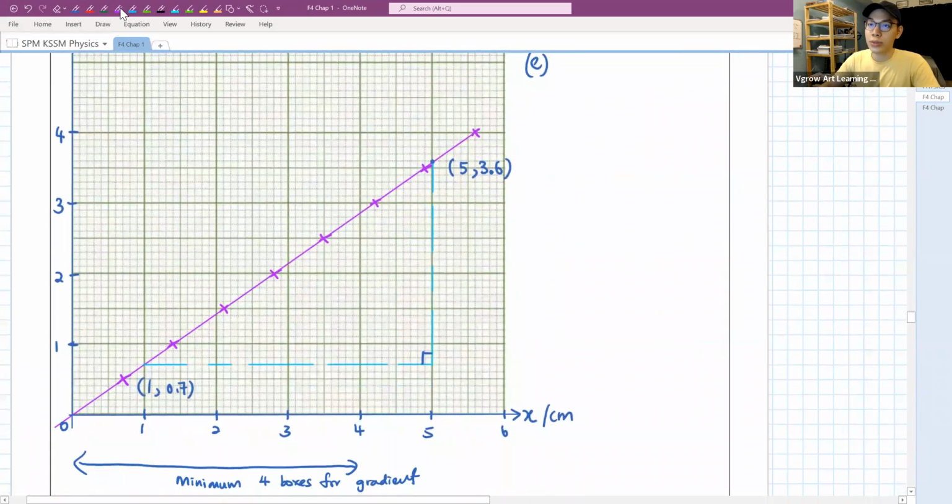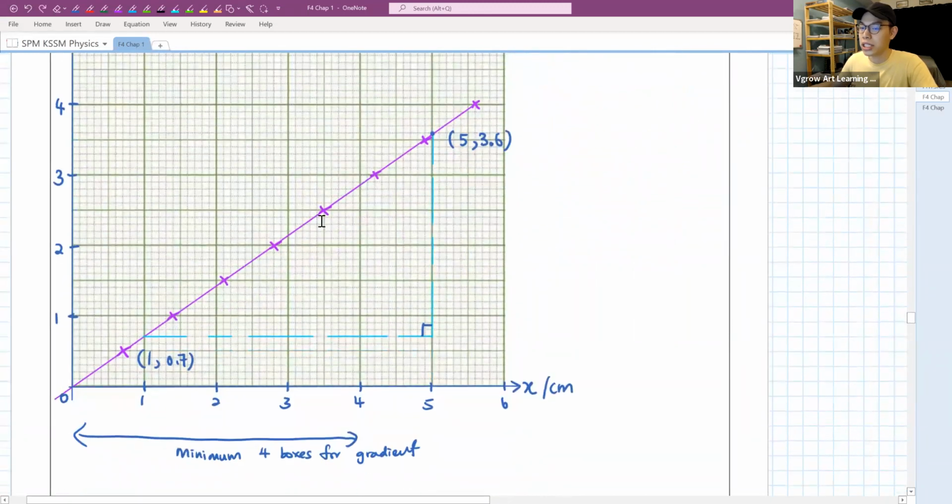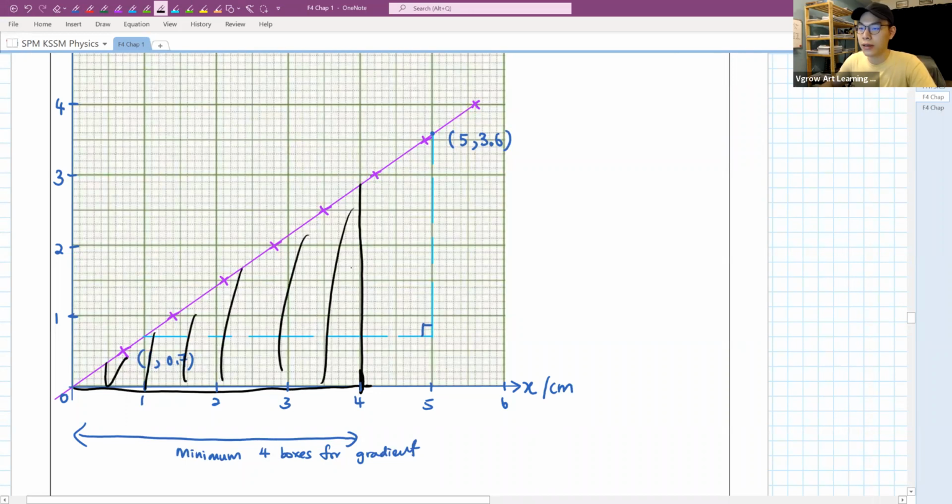Okay, at first I stretched the spring by 1 cm only. Okay, 1 cm, let's say. Let me use a different color. Okay, 1 cm. I need to use this much. This is the amount of work that needs to be done. Work done is like energy, how much energy is needed. If I need to stretch until here, until 4 cm, how much energy do I need? This is the amount of energy. We need to find out the total area under this graph. Okay, let's try and see.